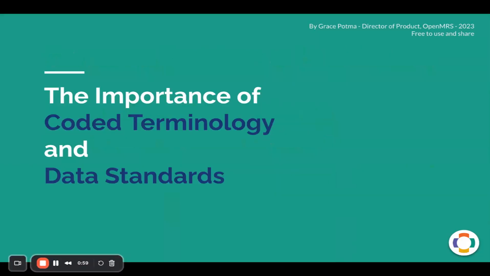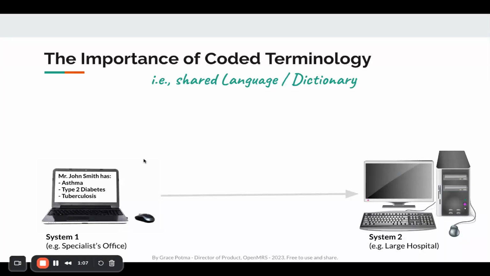So the two things we're going to cover are the importance of coded terminology and data standards. In a simple example, let's say you have system number 1 and system number 2. System number 1 might be at a specialist's office or some other smaller location or bigger location. System number 2 is somewhere else. These two computers are not physically connected. They might be using the same software or different software. The key point is that they want to share information with each other. Let's look at this case example.